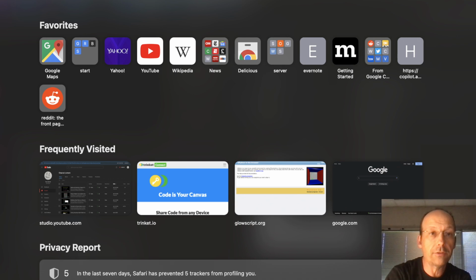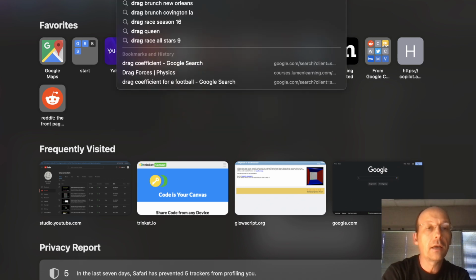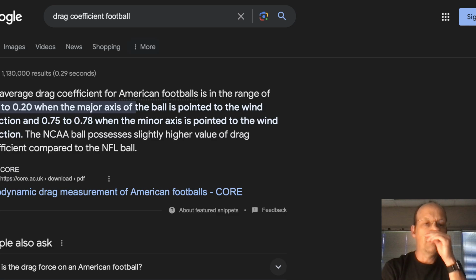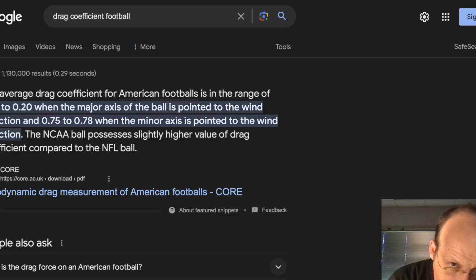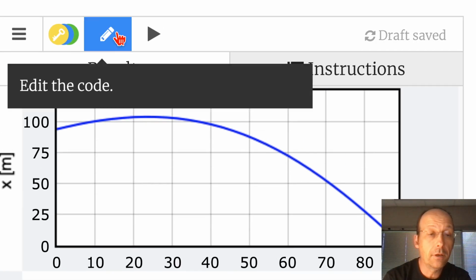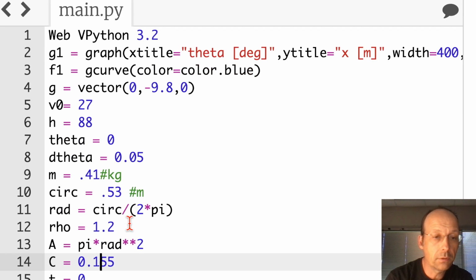Let's just real quick try something. Drag coefficient football. They use 0.18 to 0.2. Okay, well let's use 0.2. That's fine because I thought it was too small anyway. So 0.2. And that looks a little bit better.